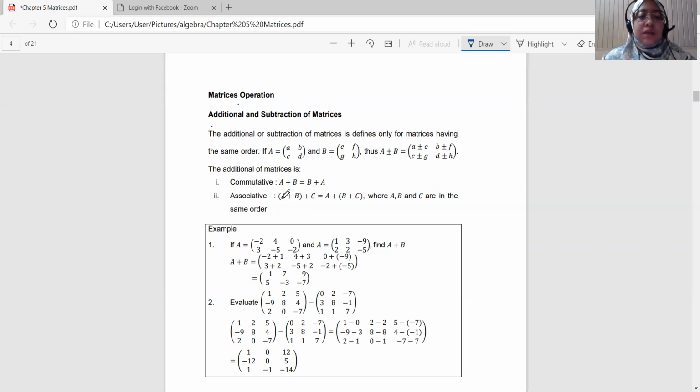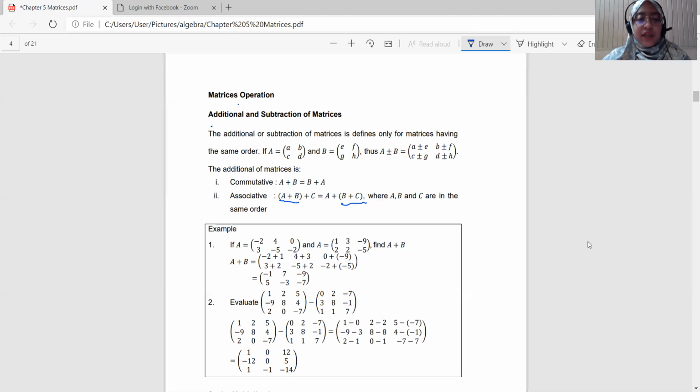A plus B and then plus C is equal to A plus B plus C. This one we did earlier, and we will get the same answer where A, B and C are in the same order. So you have to remember addition and subtraction of matrices must be in the same order.